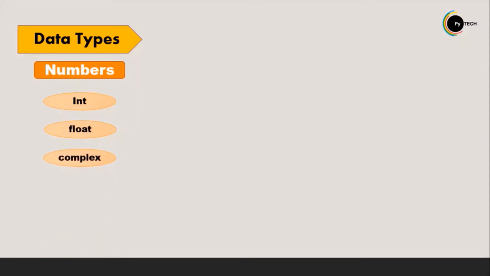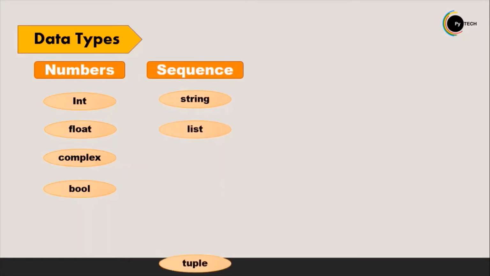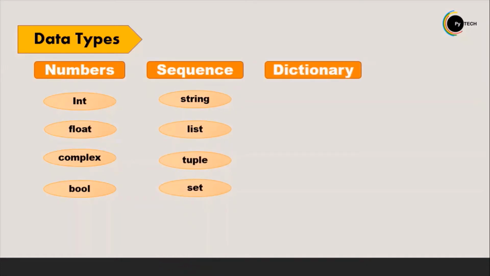Now we are going to see about data types available in Python. In Python, we have a data type called number. In number, we have int, float, complex, and boolean data types. Then we have sequence. In sequence, we have string, list, tuple, and set. Then we have a data type that is a dictionary, and the last one is none.